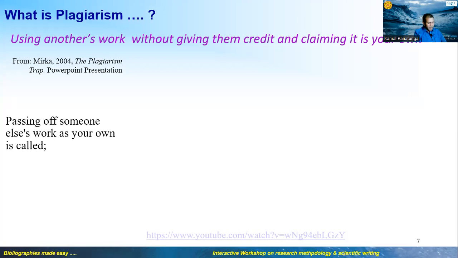Now, if you don't cite, or if you pass off someone else's work as your own, it is called plagiarism, right? Plagiarism is now considered a serious offense in academic writing, whether in assignments or theses. Sometimes you can even fail. Even with postgraduate degrees, if a lot is plagiarized, you might even lose your degree. It can be very serious.